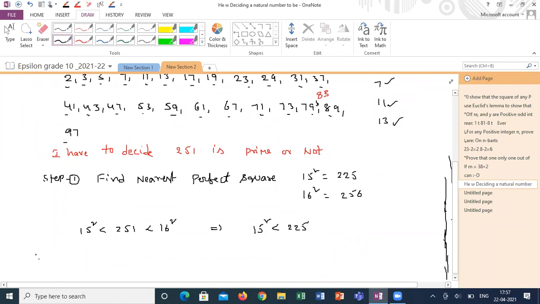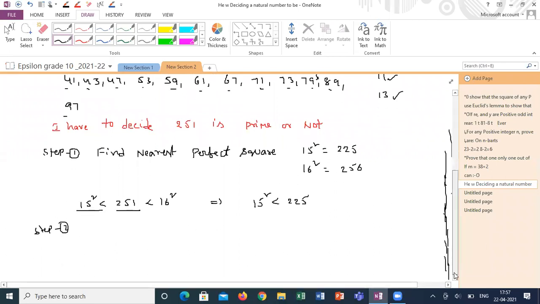Now, this is a crucial step. Step 2: identify the nearest perfect square which is less than 251. So 15 square, that is 225, is the nearest perfect square less than 251. You have to pick a number which is less than the given number and it should be a perfect square. So I got that the square root is 15. So m square is less than 251, where m is 15. Now, what are the prime numbers up to 15?